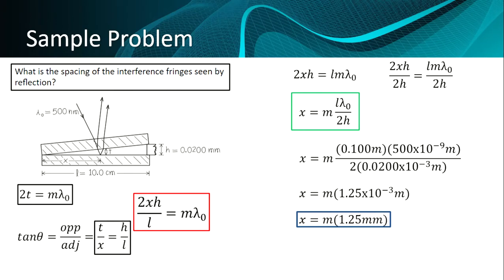So this will be the spacing of the interference fringes seen by reflection. So fringes will be spaced by m times 1.25 millimeters.